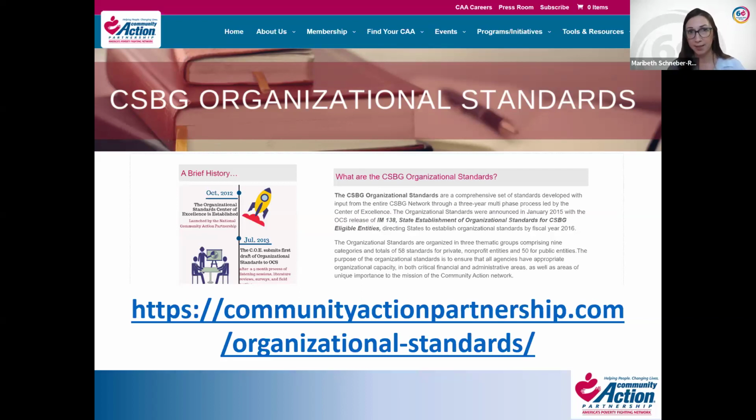So one of the first places I would recommend that you check out to learn more about the org standards is the Partnership's website. If you go onto our website, communityactionpartnership.com, and then up there in the Programs and Initiatives tab, you will see the CSBG Organizational Standards. If you click that, you'll come to a landing page that has, I think, almost every one of the tools and resources I'm about to share with you right now. So I'm just going to put that into the chat for you so you can follow along.